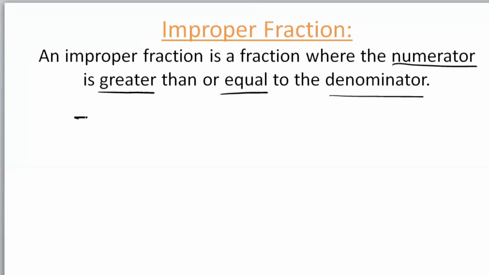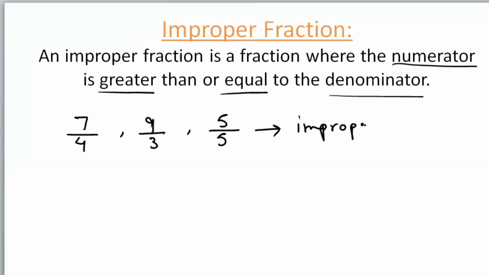Take examples like 7 by 4, 9 by 3, or 5 by 4. These are all improper fractions. Okay. So what is an improper fraction? In an improper fraction, the numerator must be greater than the denominator. Here 7 is greater than 4, and 7 is the numerator and 4 is the denominator. 7 is greater than 4.